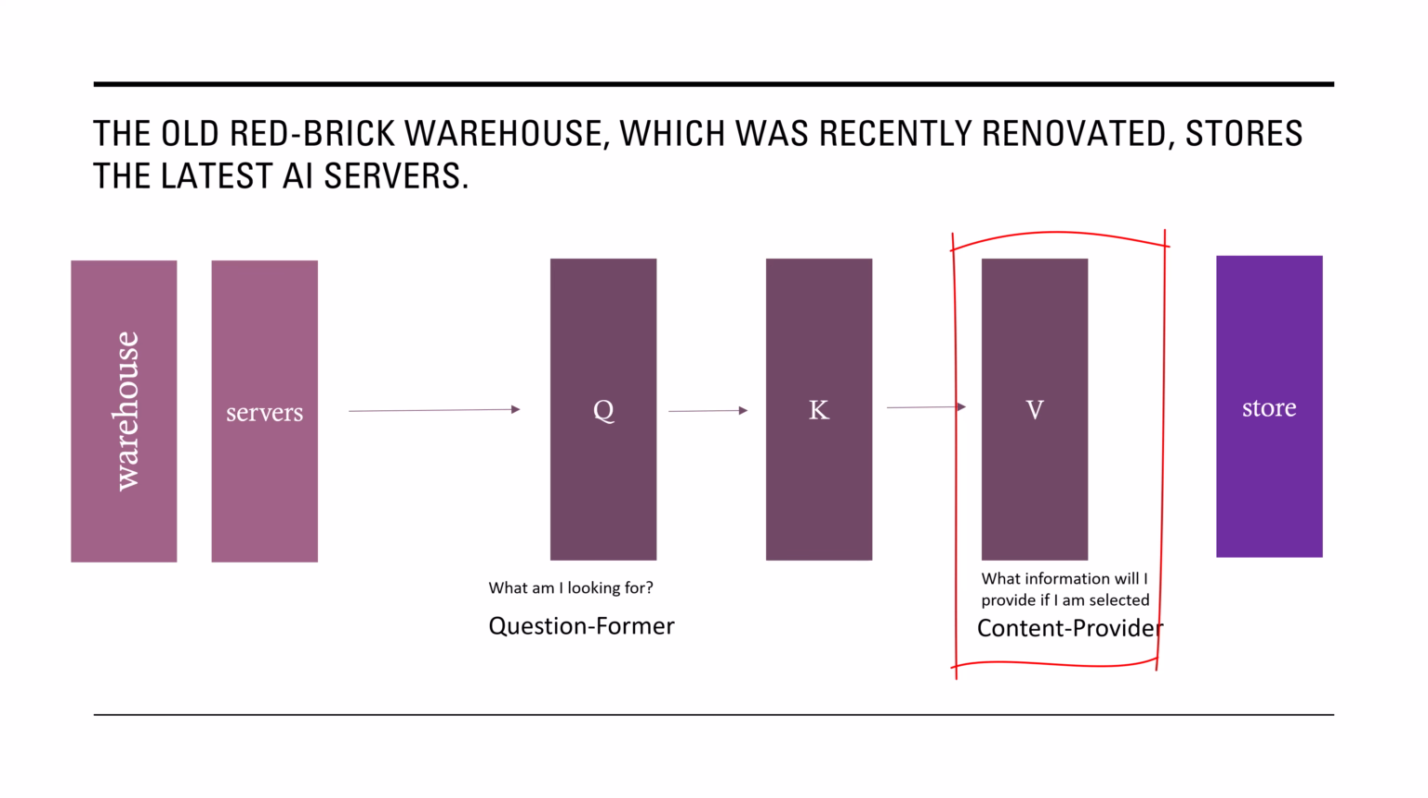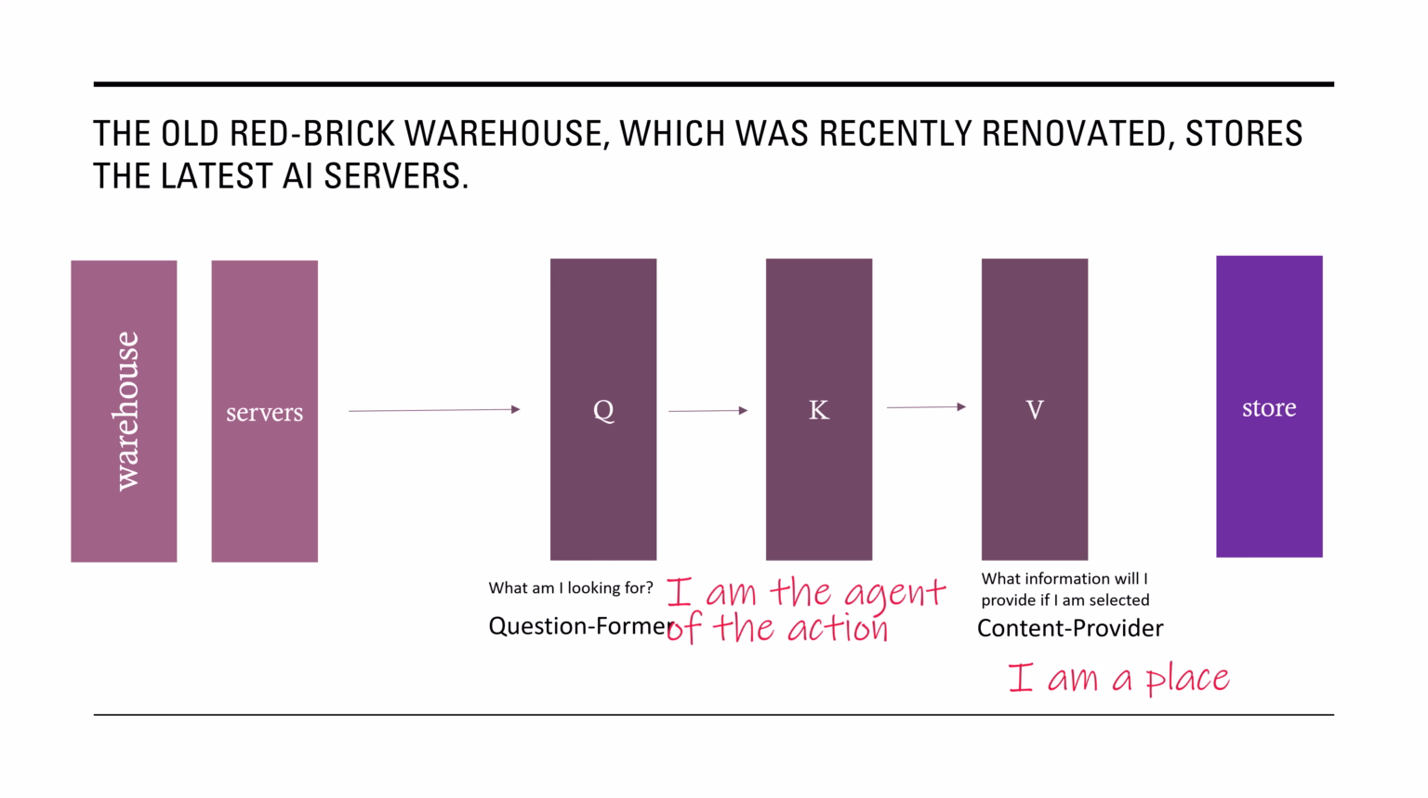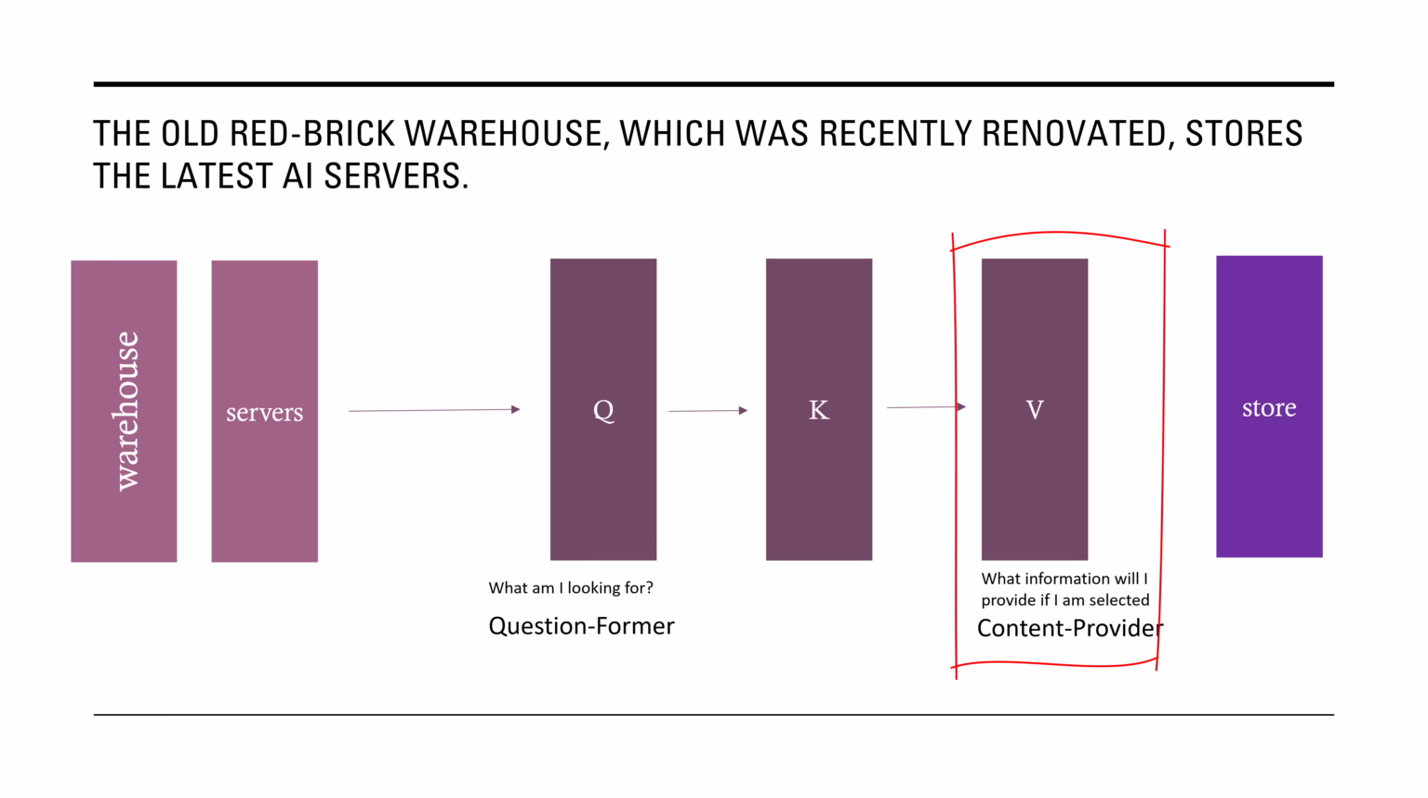So, take the vector for warehouse. Its value vector could be prepared to answer, I am a place, a physical location, and I am likely the agent of the action. It emphasizes its identity as a noun and potential subject. Now let's see what the V vector for server will be. Its value vector would be prepared to answer, I am a thing, a piece of technology, I am the likely object being acted upon.